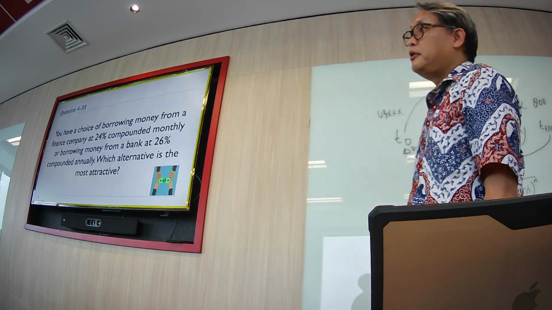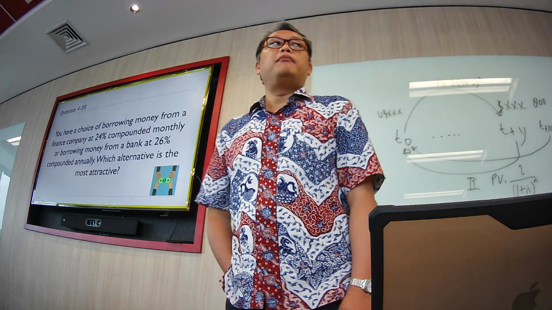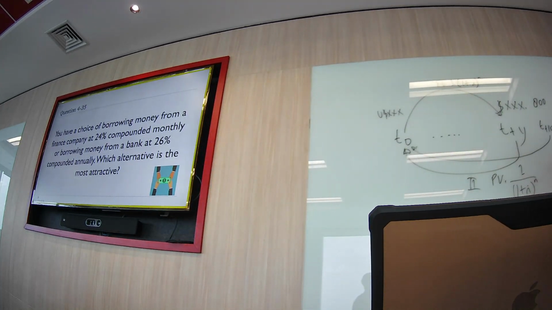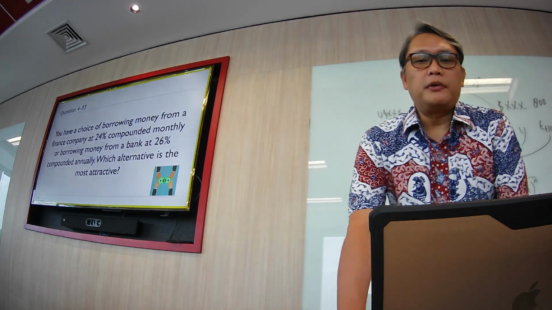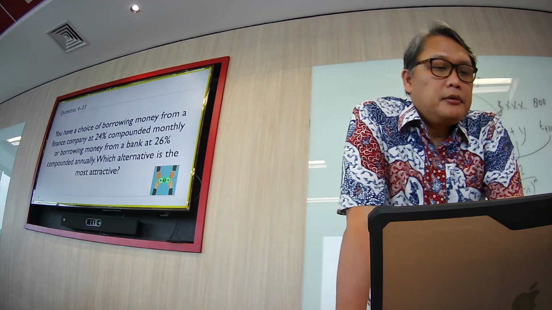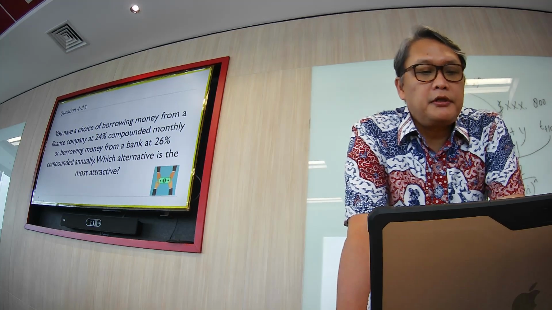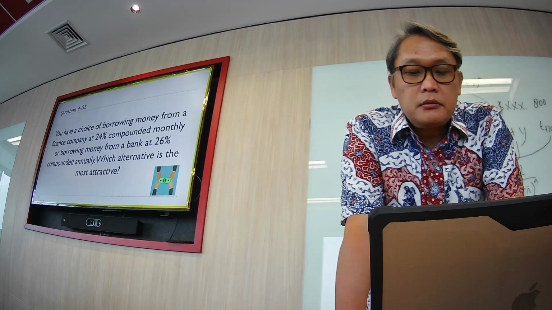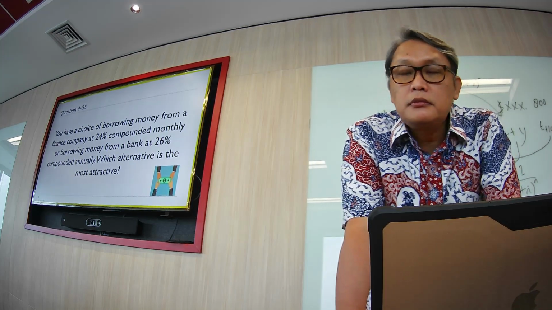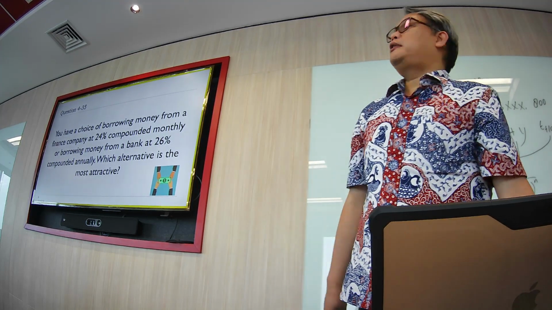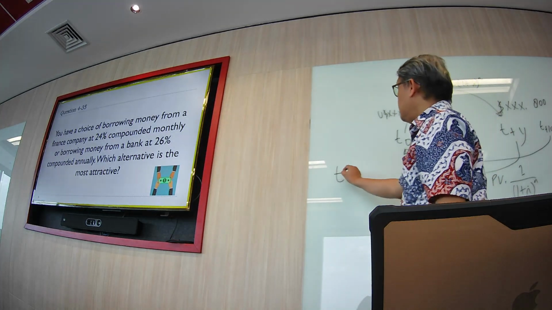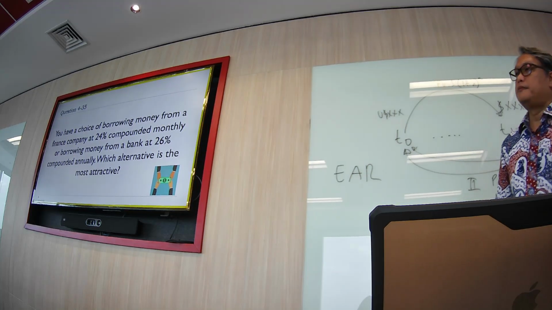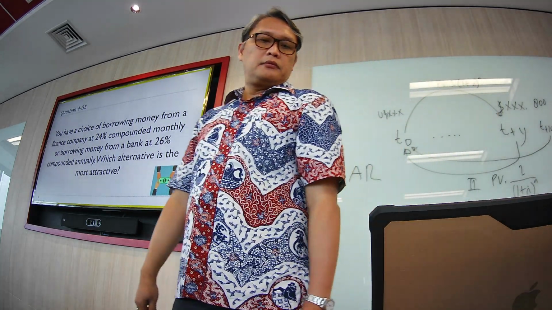Now this is almost the real one. If you want to borrow money from a bank or a finance company, 24% compounded monthly or 26% compounded annually. So you need to check the EAR, right? EAR, effective annual rate.